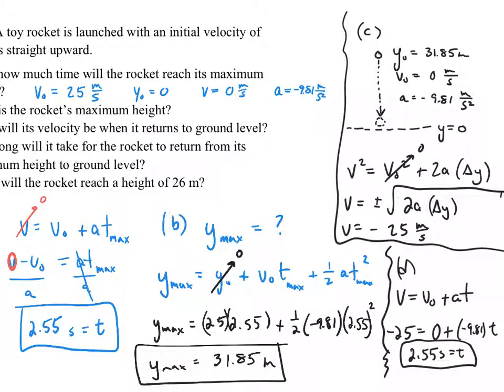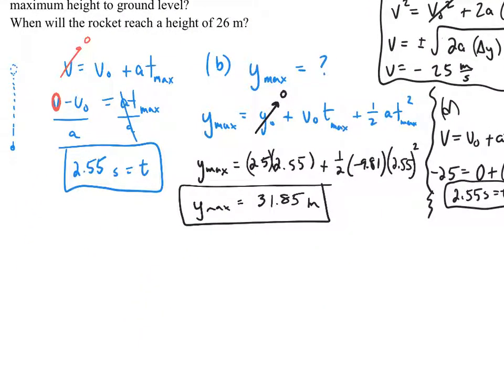The last one I want to get to today is, when will the rocket reach a height of 26 meters? And I want to make sure we get to this one because the next example, number 3, is easy, if we can do this last one. So when is it going to reach 26 meters? Real quick, you're going to use this equation right here.